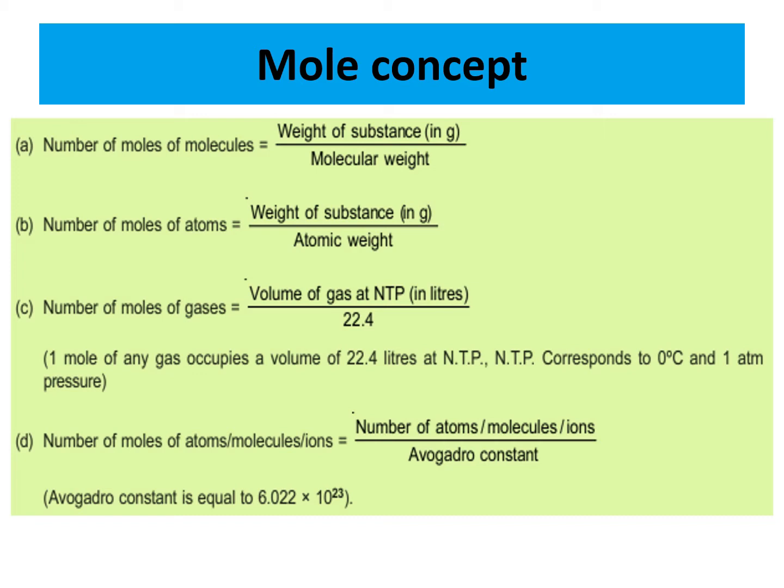And the number of moles of the gas means the volume of the gas at normal temperature and pressure. What is the normal temperature? Temperature is 0 degrees Celsius and the pressure is 1 atmospheric pressure. So that volume should be in liters divided by 22.4. This is the formula for the gaseous moles. And the number of moles of atoms or molecules or ions, you have to divide the number by the Avogadro number. What is the Avogadro number? 6.022 into 10 to the power of 23.